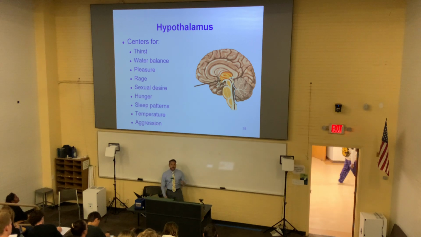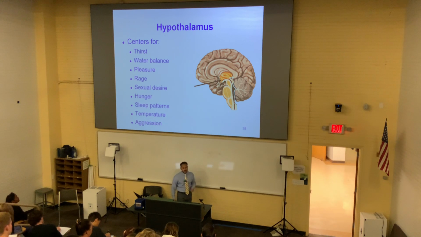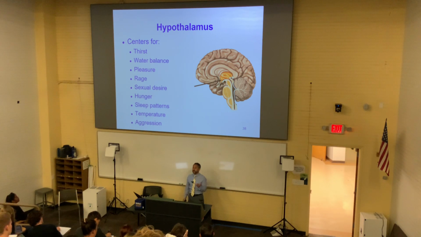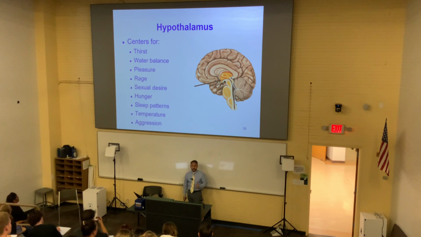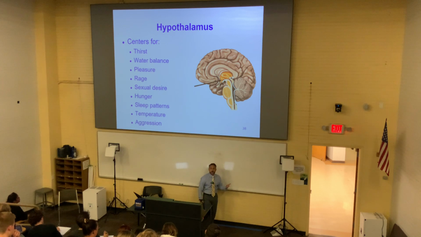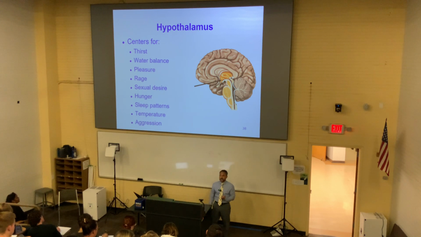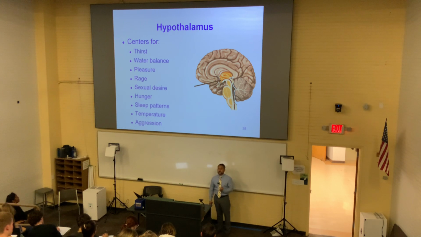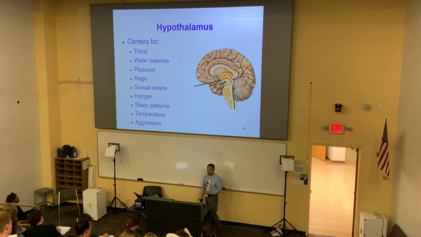Now, the hypothalamus has centers that regulate every single one of these things on this list. That would be good to know. It would be good to put this to memory. Thirst centers. It controls whether or not you decide it's time to take a drink of water, or you think that you've had plenty of water. It helps regulate that water balance, which obviously goes hand in hand with thirst.